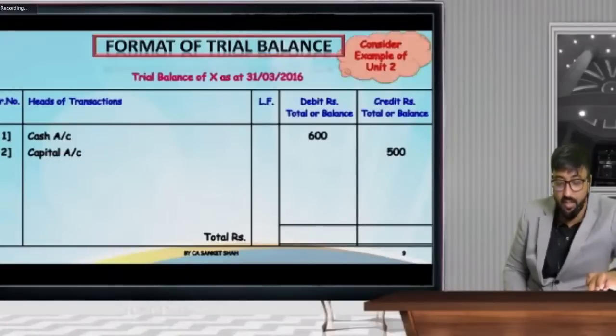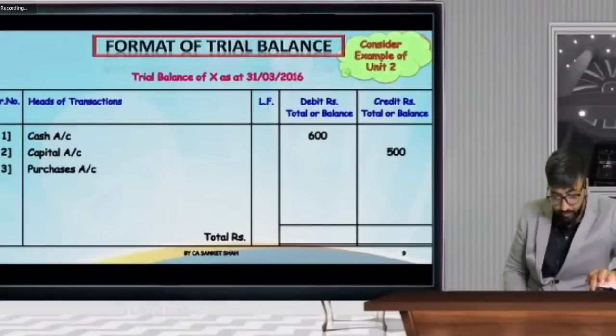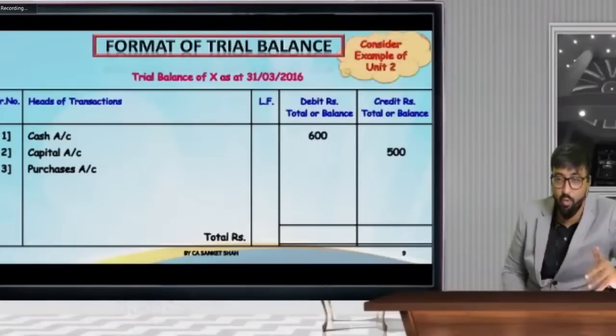Credit. So the second answer is credit. Third one: purchases. Yes, beta. Capital is a credit balance, no? Because ultimately we have to pay him back his contribution. Beta, write down 2 and the answer.